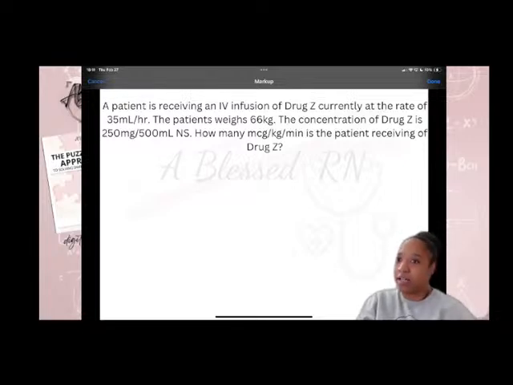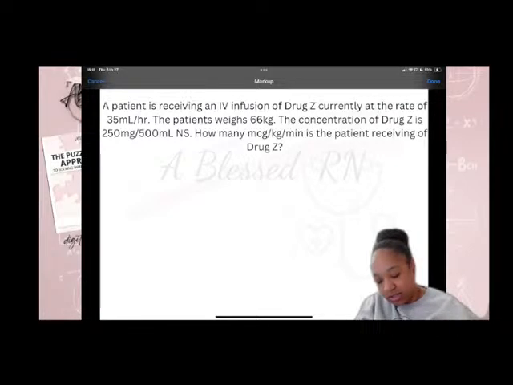Okay, boom. A patient is receiving an IV infusion of drug Z, currently at a rate of 35 milliliters per hour. The patient's weight is 66 kgs. The concentration of drug Z is 250 mgs per 500 mLs. How many micrograms per kilogram per minute is the patient receiving of drug Z?